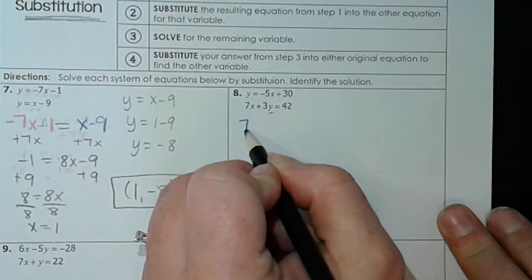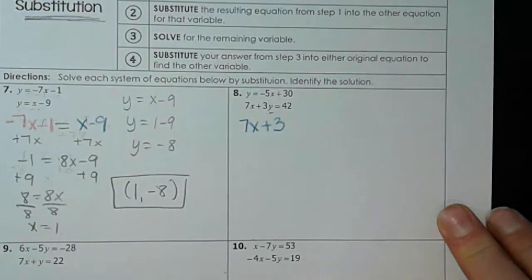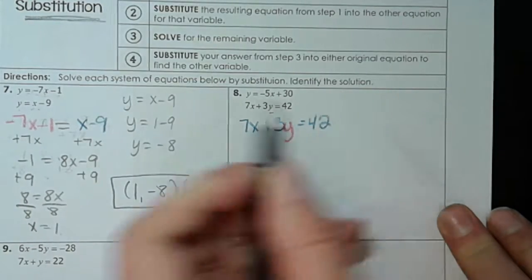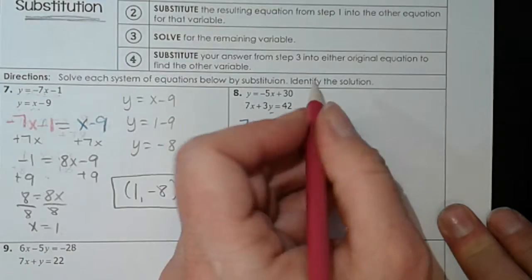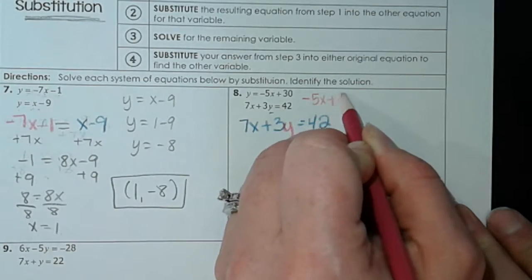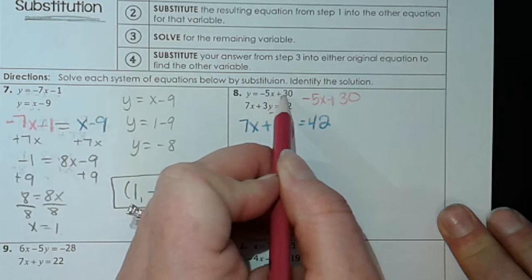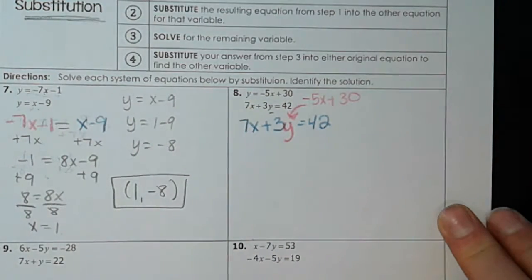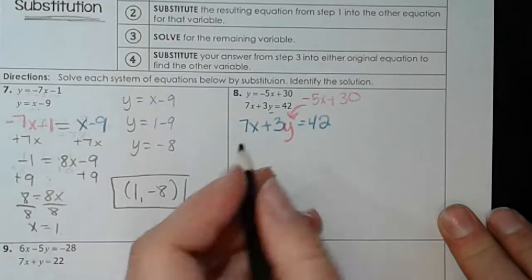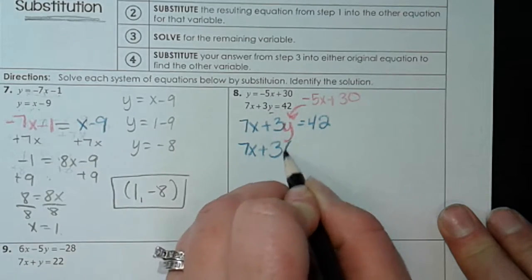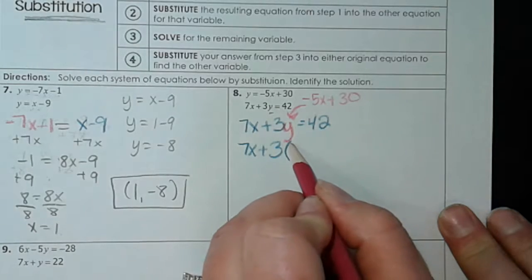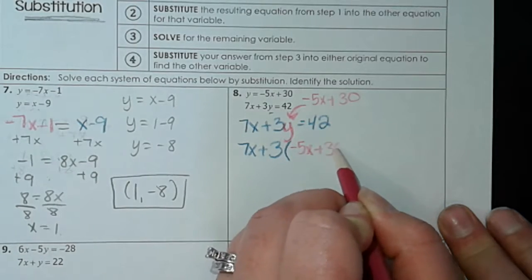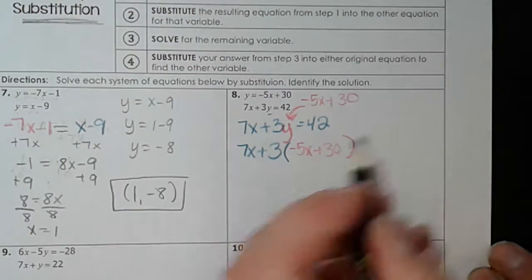So let's write this: 7x plus 3y equals 42, okay? Well, we know that y equals negative 5x plus 30. That told us right here, y equals this. So what we can do is plug that in right there to the y, and then we only have one variable again, and we can solve. So again, we have 7x plus 3, and then it's multiplied by y, and y is this whole thing, negative 5x plus 30. And that equals 42.